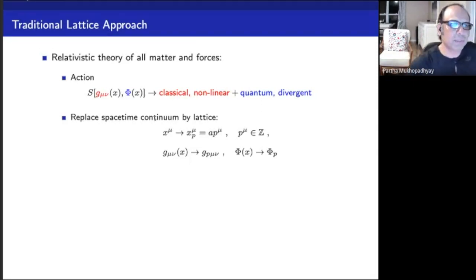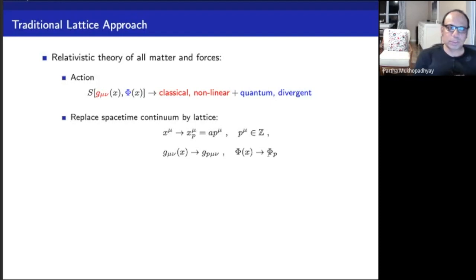So you take x mu, where mu is 0, 1, 2, 3 for space and time, and this x mu is replaced by x mu of p, equal to a times p mu, where for each value of mu, p mu is an integer, and a is the lattice spacing. Therefore the entire function that was continuous earlier is replaced by a discrete set of functions, g_p of mu nu, and phi is replaced by phi_p. So p is countable, and therefore your degrees of freedom are all countable.